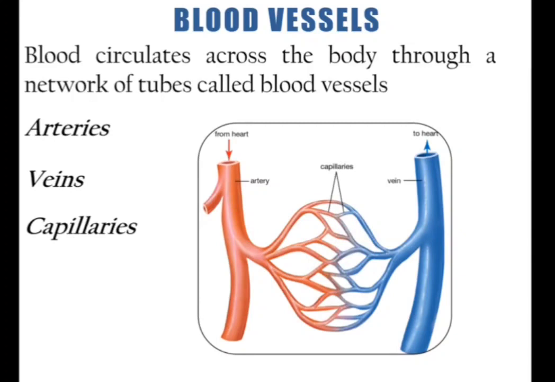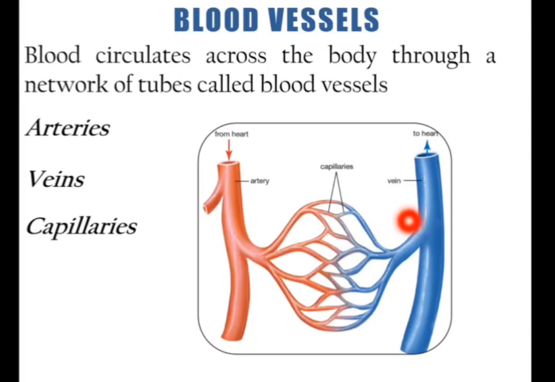Remember, arteries are basically the blood vessels which are attached to the third organ of our circulatory system, that is the heart. Arteries are basically carrying the blood away from the heart. Remember, away from the heart. Whereas veins are the blood vessels which are carrying the blood towards the heart. So remember this thing.